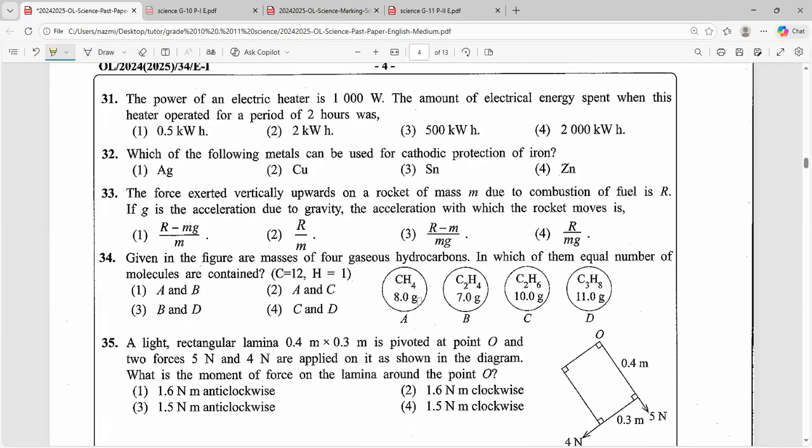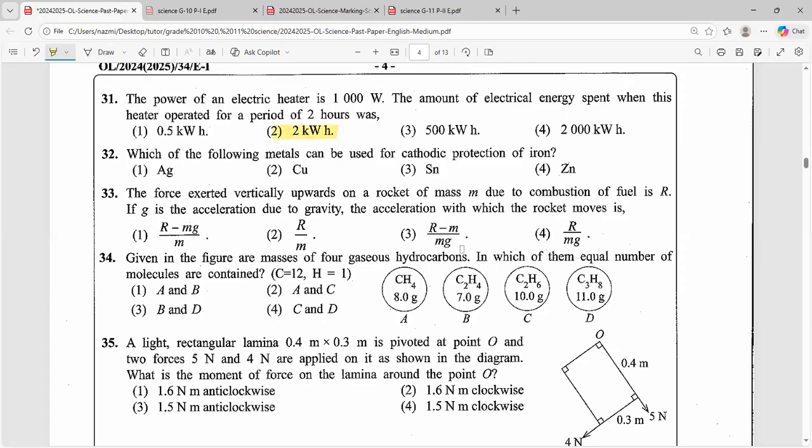31. The power of an electric heater is 1000 watt. Amount of electrical energy spent when this heater is operated for about 2 hours. Did you all calculate? They are asking in kilowatt hours, no? Kilowatt hour. Yeah. Power into time, no? 1000 into 2, that is 2000 watt hours. 2000 watt hours means 2 kilowatt hours. Second one. So basically, you have to multiply the power into time. Okay.